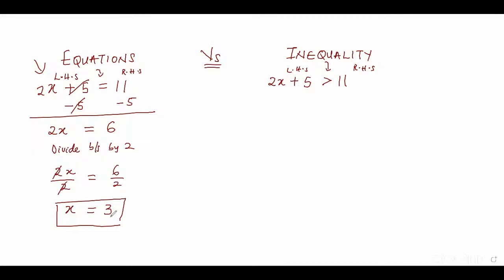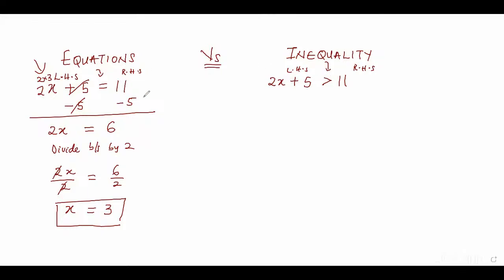You can go ahead and plug in 3 in this equation, and you see what the result would be. So let's plug in 3. If you plug in 3 here, you have 2 times 3 because x is now 3, which is 6, and 6 plus 5 is 11. So that solution is correct. Now let us move on to inequality and see how we can solve this problem.